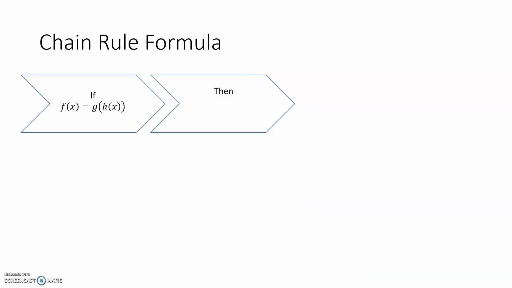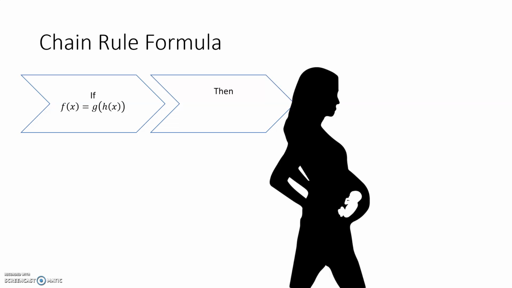So this is the chain rule formula. And for the chain rule formula, there's kind of a mnemonic for remembering it. I think that the g function looks a little bit pregnant. You see how it has that big pregnant parenthesis belly? And inside of its parenthesis belly is the little tiny cute little baby function h. So g is the mom, h is the baby.